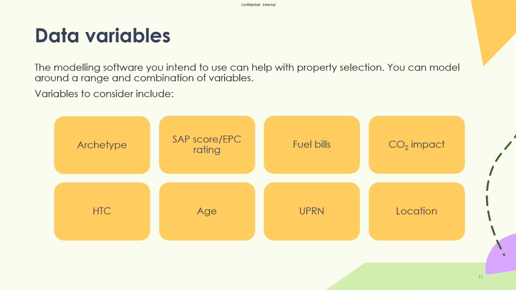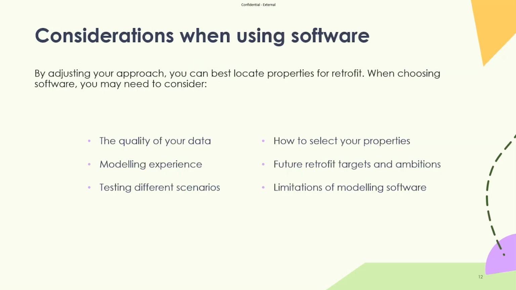So all of these different things will help you better understand what properties you have, but also how to identify what properties might be suitable. So, considerations when using different software. By adjusting your approach, you can best locate properties appropriate for retrofit through having different software systems. First is the quality of your data. Do you have any large gaps in your EPC data? If you do, it may be best to target a geographical area where there is a high level of fuel poverty, or a high area of interest because of poor performing EPCs.